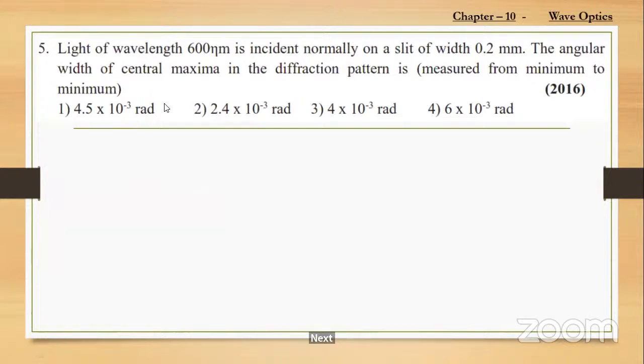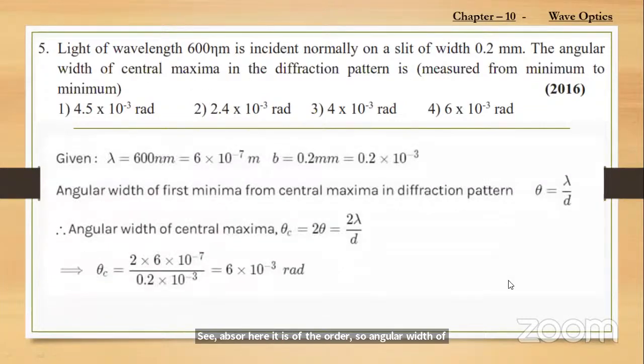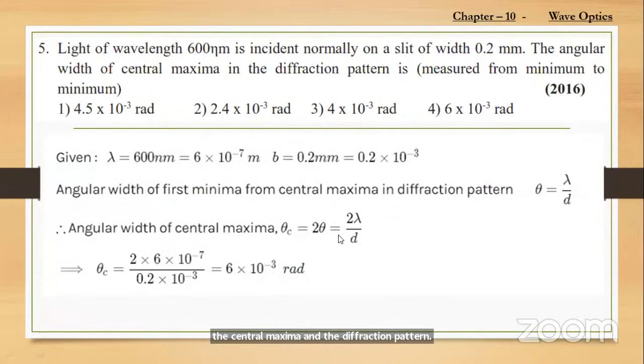Next, light of wavelength 600 nanometer is incident normally on a slit of width 0.2 millimeter. See, observe here, it is of the order. So what is the angular width of the central maxima in the diffraction pattern? They are asking to find the angular width. Angular width is nothing but 2 theta, that is equal to 2 lambda by d.